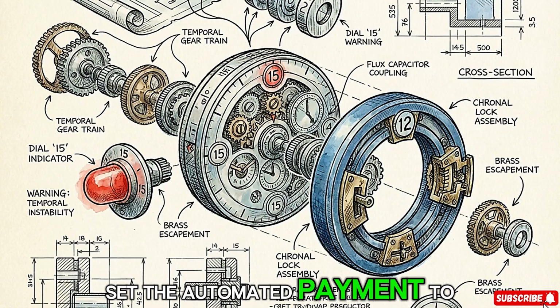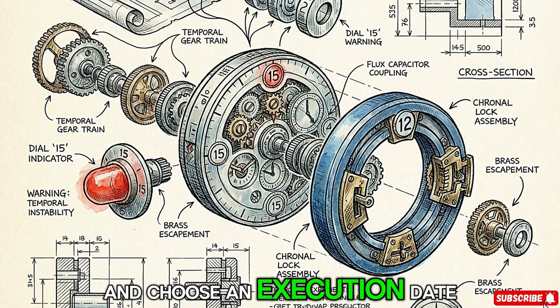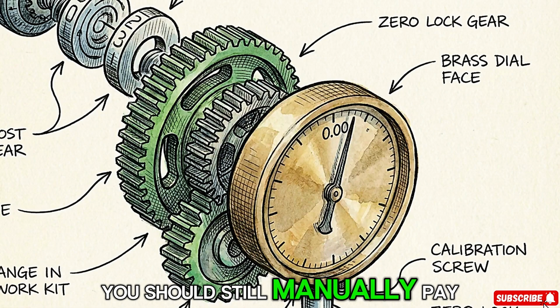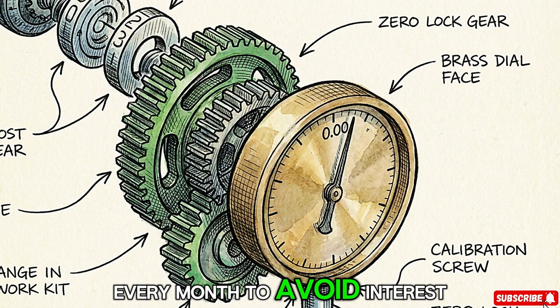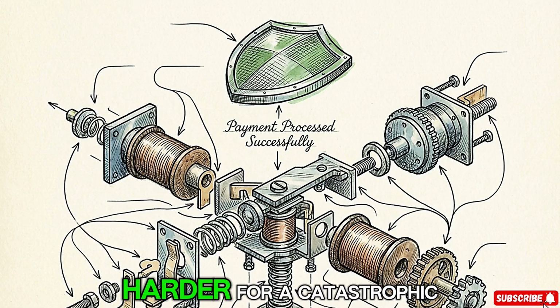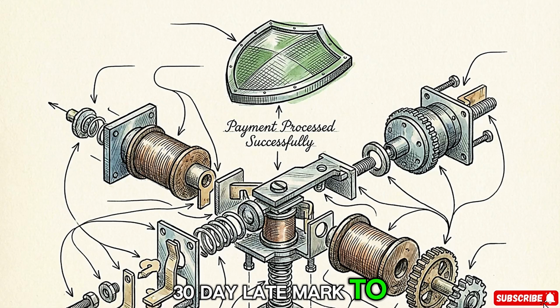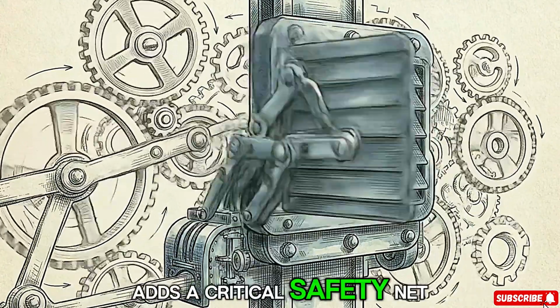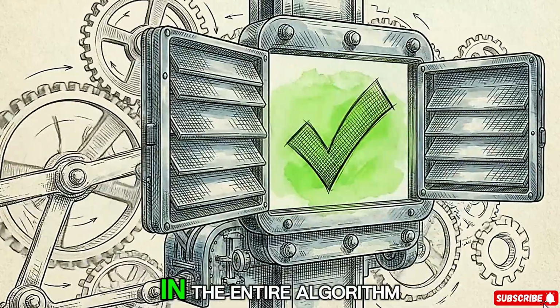Set the automated payment to the minimum amount due and choose an execution date exactly 3 days before your statement deadline. You should still manually pay your balance in full every month to avoid interest. However, if a manual payment fails, this automation makes it much harder for a catastrophic 30-day late mark to hit your report. Automating the minimum payment floor adds a critical safety net to the highest weighted variable in the entire algorithm.